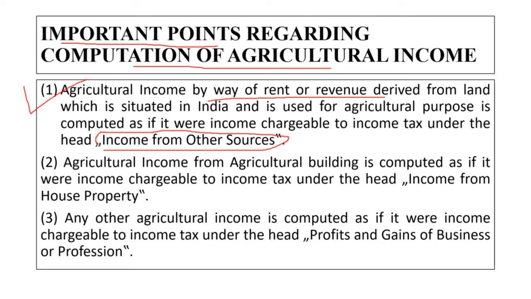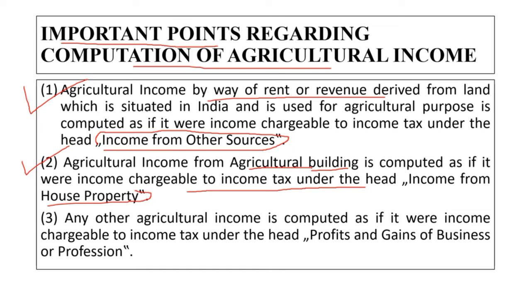The second one is agriculture income from an agriculture building. Here the word to remember is agriculture building. It is computed as if it were income chargeable to income tax under the head income from house property. So whenever you see a word like building, agriculture building, please remember it will come under income from house property.